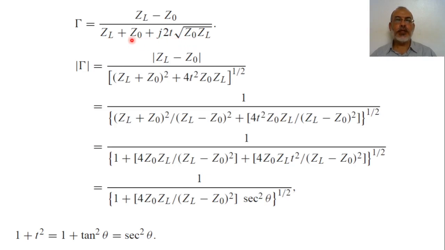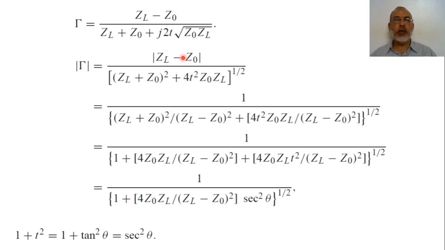So the magnitude of the denominator can be done as the square root of the real part squared plus the imaginary part squared. The real part squared is (Z load plus Z naught) squared. The imaginary part squared is 4t squared Z naught ZL. Alright? This is the magnitude of the reflection coefficient.